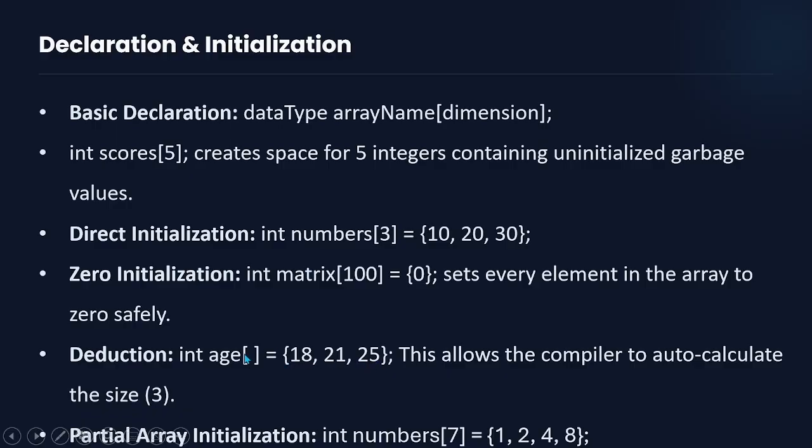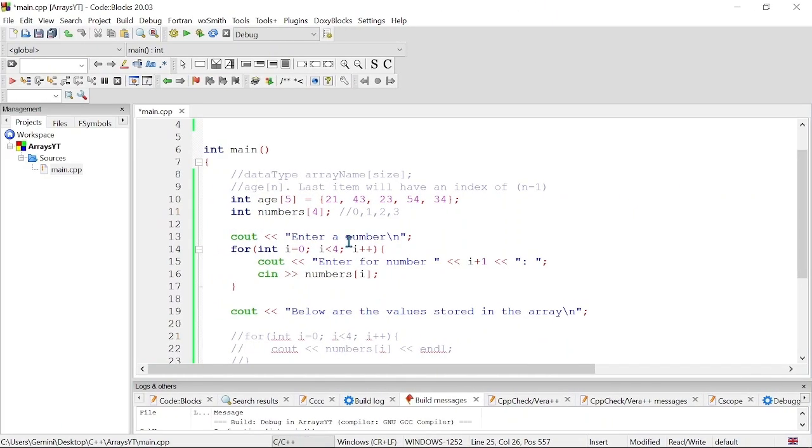Int age, you do not specify the size. Yeah, we can do that. So here we have age, we specify the size, and we also give the items for the array. You can also do this, leave out the size, and the compiler is automatically going to know the size of the array depending on this, right?